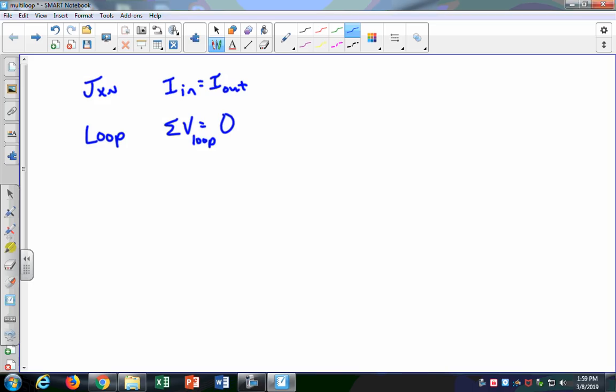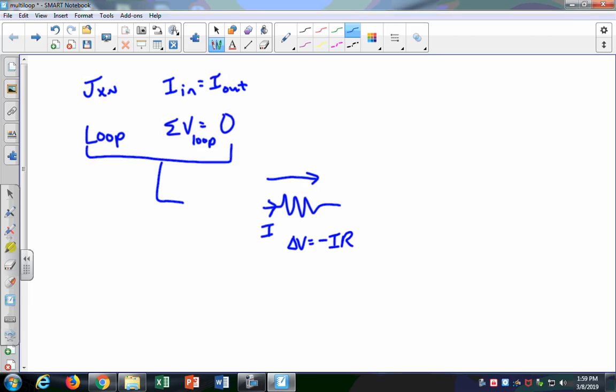And then as sort of a subset of the loop rule, we have these guidelines. When I'm going through a resistor where the current is in that direction, and if I'm traveling in that direction, then the change in potential is negative IR. And then if I'm going through a resistor with the current in that direction, but I'm traveling in that direction, then the change in the potential is positive IR. So those are sort of the first two guidelines.